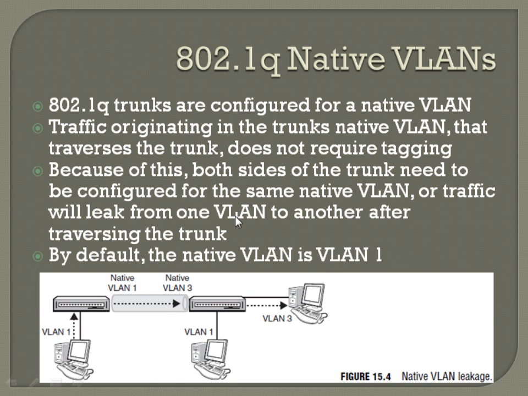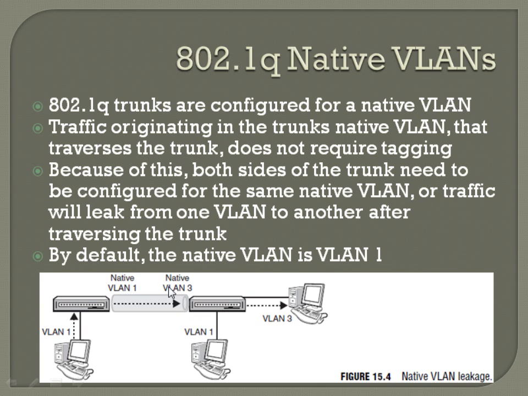So in this example right here, this side of the trunk is configured with the default of VLAN 1 as the native VLAN, but this side of the trunk over here on this switch has been configured with VLAN 3 as the native VLAN. Since these are mismatched, a frame over here originating on VLAN 1 is going to go to the switch. It's going to broadcast out and cross this link, presuming that it's the native VLAN of 1. But when it gets over here, it's going to be injected unintentionally into VLAN 3.